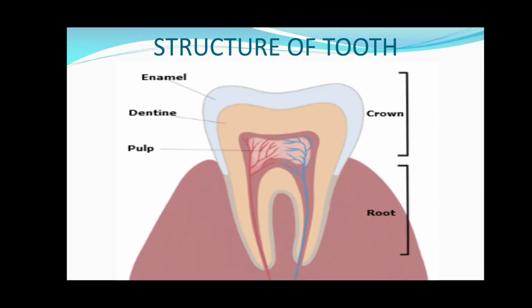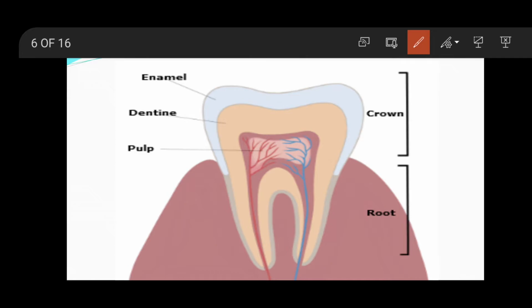Next is the structure of the tooth. So the diagram shows us that the outer part, which is the visible part of the tooth, is called the crown. This is the visible part of the tooth. So this is known as the crown of the tooth, and the root is inside the gums and is attached to a socket in the jawbone. The outer whiter part of the tooth is made up of enamel, which is the hardest substance of the body.